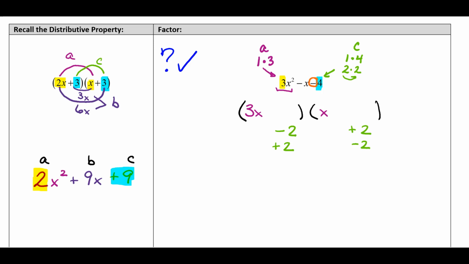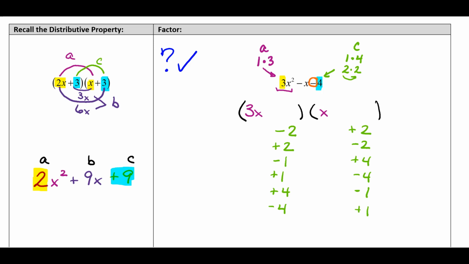Now, the possibilities for 1 and 4: I could put a negative 1 here and a positive 4 here, or a positive 1 and a negative 4. Then I could switch it: a positive 4 here and a negative 1 there, or a negative 4 and a positive 1. So I have 6 possibilities that I have to check to see if they're going to work. It's just a process. I have to do one at a time.